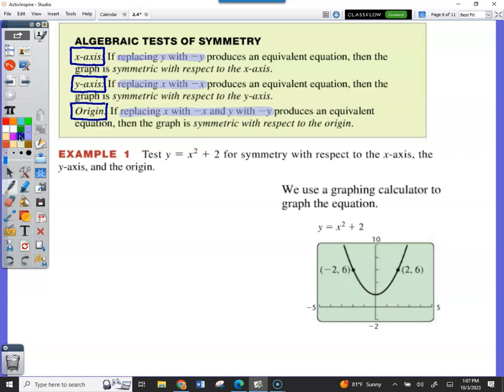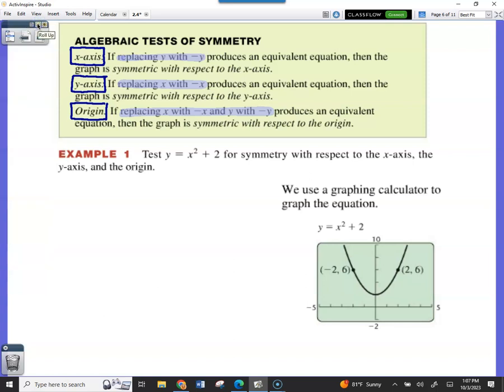Now we're going to actually do it, because I know you're probably thinking, I have no clue what she's talking about. So we're going to test the function, or the equation, y equals x squared plus 2. We're going to test it for all three types of symmetry. So let's make note to ourselves, lay it out. We're going to test the x-axis, the y-axis, and the origin.